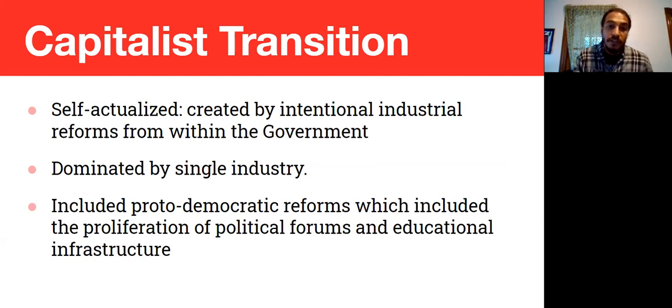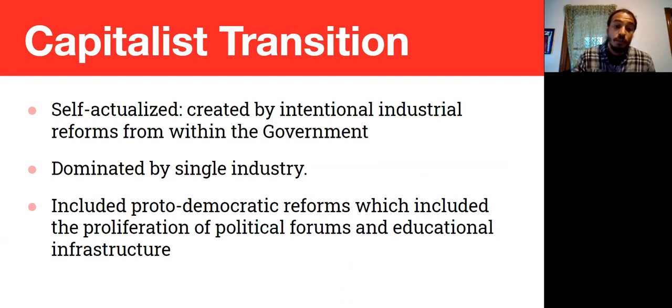So at one point, they transitioned from feudalism into capitalism. It was started by the government itself, the monarchy. They realized that they were behind other developed monarchies that had gone more in the direction of constitutional monarchies because they had a very agrarian society. So they decided, we're going to jumpstart capitalism in our state. And it was dominated by a single industry, which was rail.